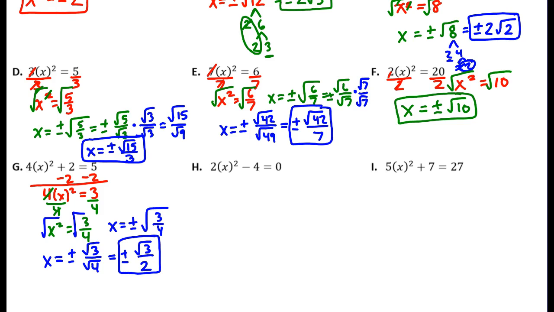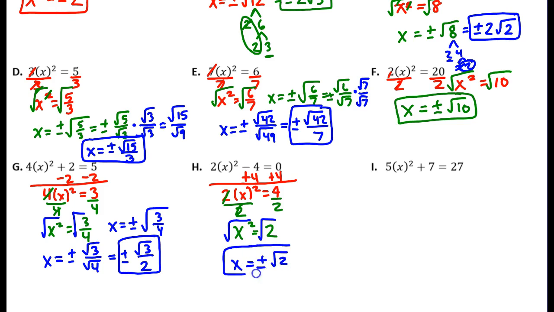In example H, again here we have ax squared plus b equals c. So I want to get rid of this subtraction first by adding 4 to both sides. When I do that, I get 2 multiplied with x squared is equal to positive 4. Divide both sides by 2, which is the coefficient in front of x squared. So you're left with x squared is equal to 2. Now get rid of the square by taking the square root of both sides. So x is equal to plus or minus the square root of 2.